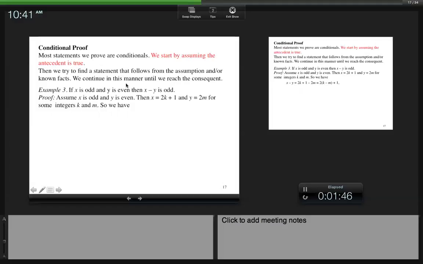Here's an example. Let's say if X is odd and Y is even, then X minus Y is odd. The hypothesis, or the antecedent, is that X is odd and Y is even. You start with that, and then you do a series of derivations until you reach the consequent statement. So if somebody wants to prove that if X is odd and Y is even, then X minus Y is odd.